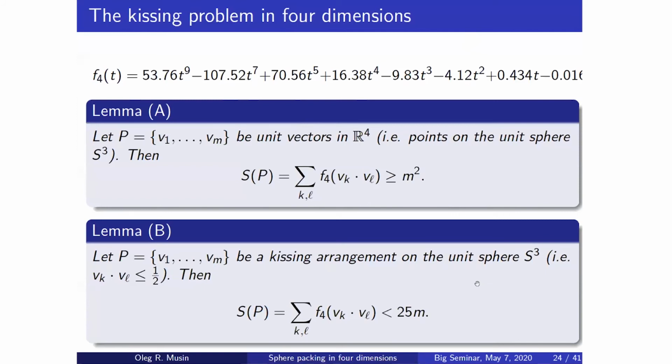Out of 32 pages, at least 30 pages to prove the following lemma B. Lemma B says the following: suppose we have the same sum, the same polynomial, everything the same, and the same m vectors.